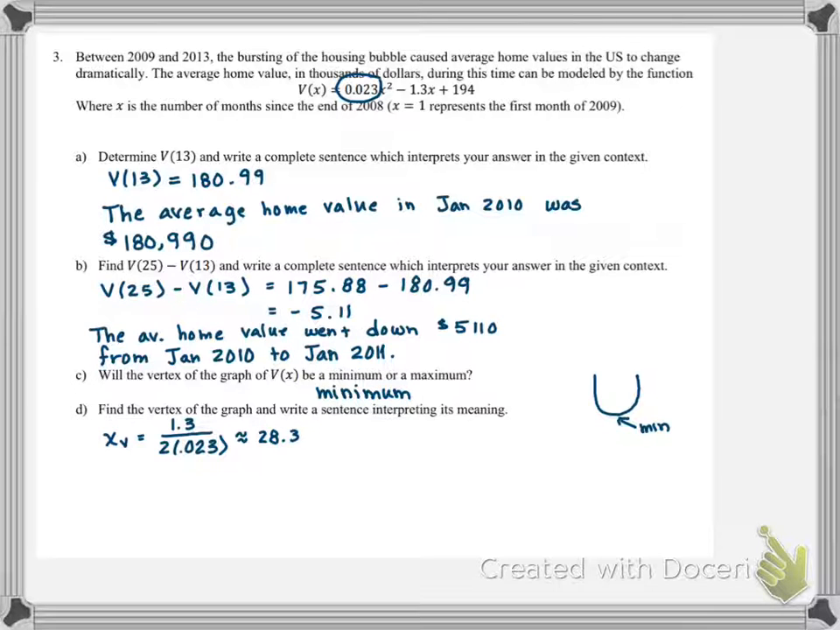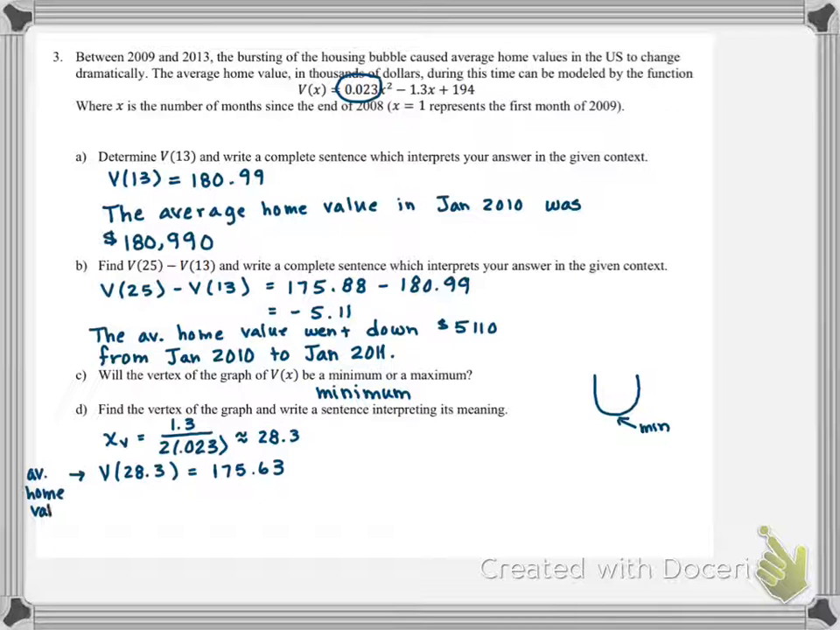So anytime you know the x value of a point and you want the y value, you just plug the x value in. So V of 28.3 is what? Like 170 something. 175.63.